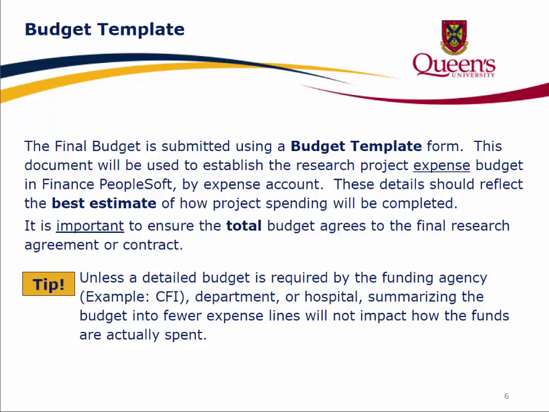The total budget must agree with the final approved research agreement or contract. Unless required by the funding agency, department, or hospital, PIs may choose to summarize the budget into fewer expense lines, as this will not impact how funds are actually spent.